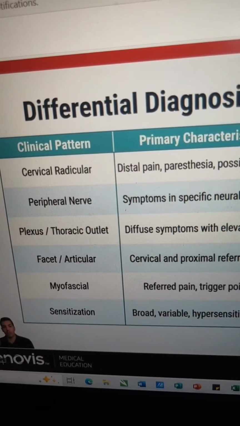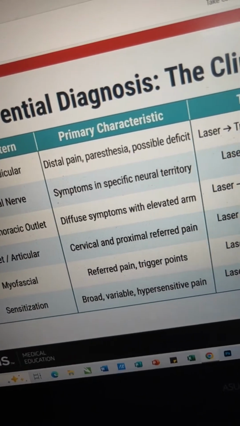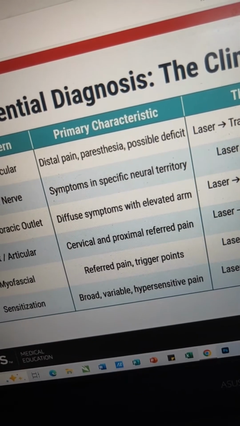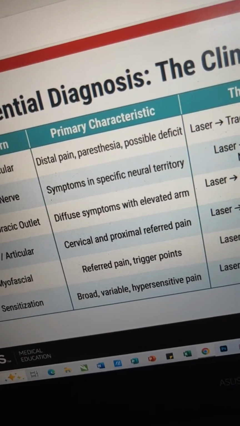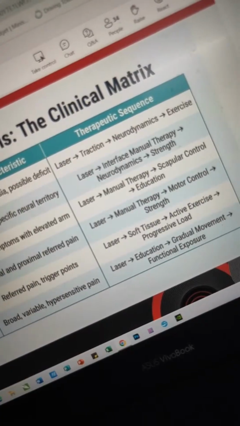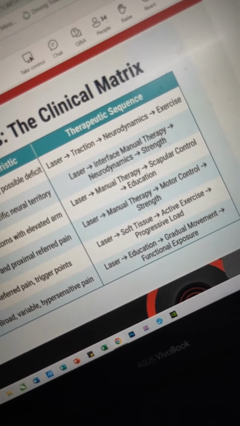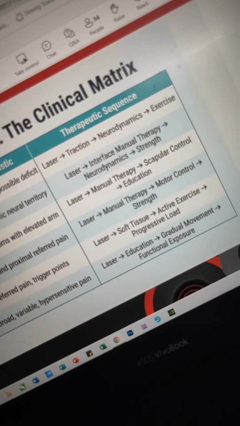Then, in a facet joint pain, or at the actual joint level, cervical pain predominates and is referred proximally. In these cases, what will be more relevant, especially regarding manual therapy, motor control, strengthening, and obviously laser therapy can also help us, but it is more specific.